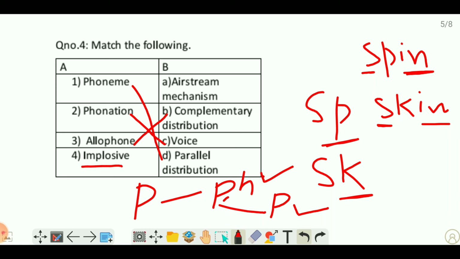Last one is implosive. Implosive is related to the air stream mechanism. It is the glottalic air stream mechanism that we use during the production of implosive sounds.